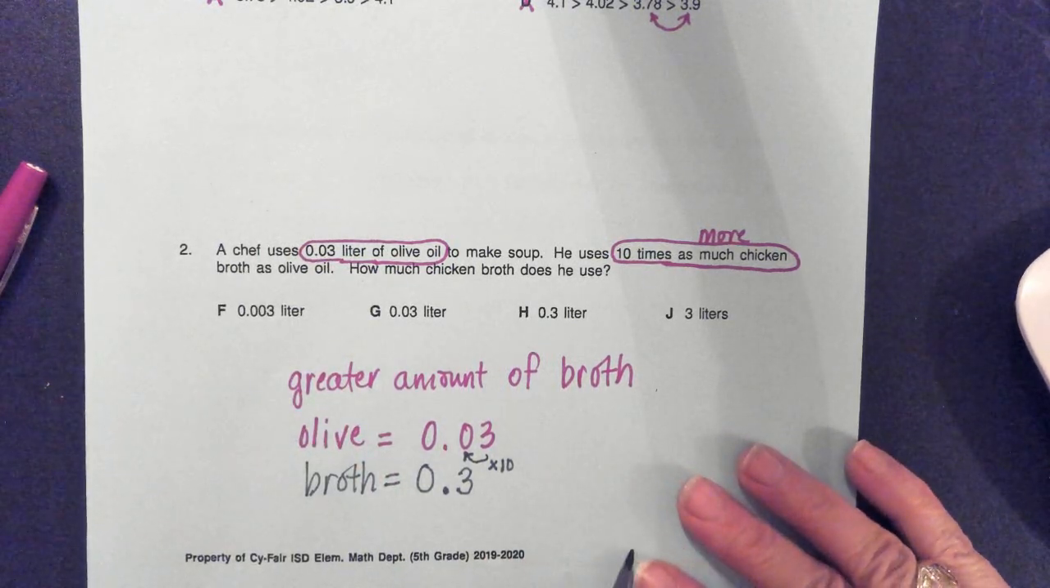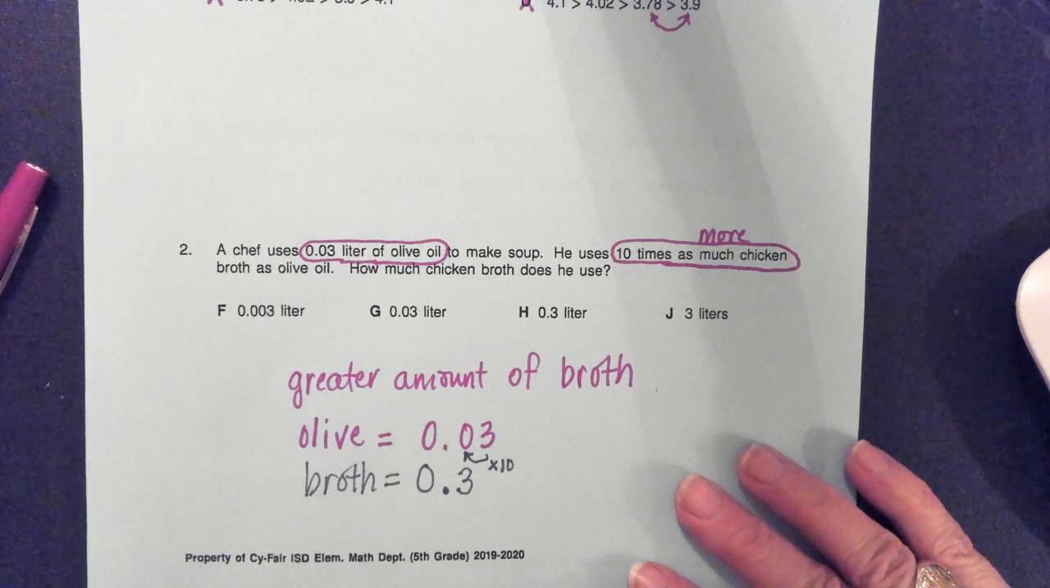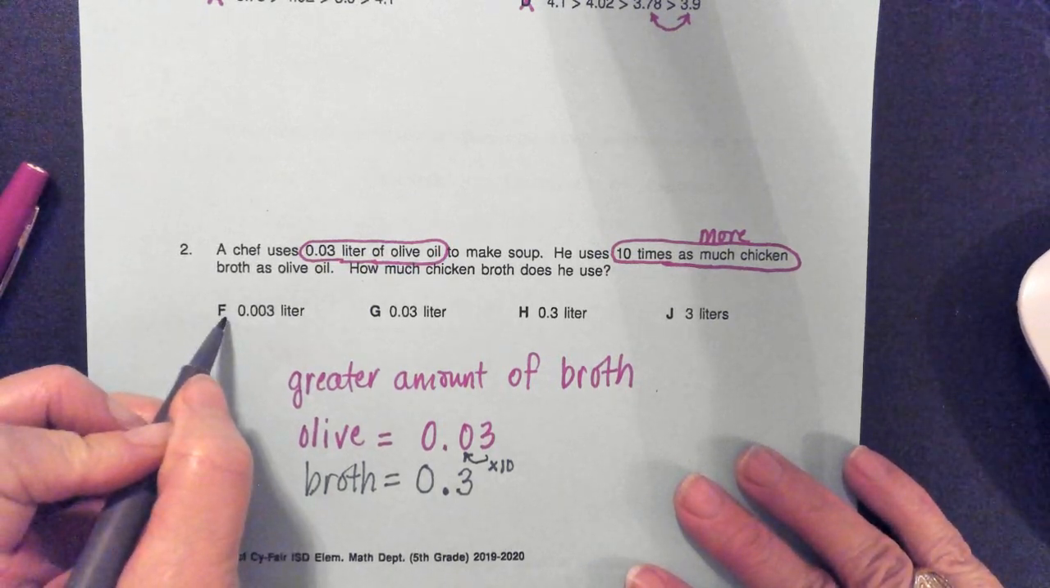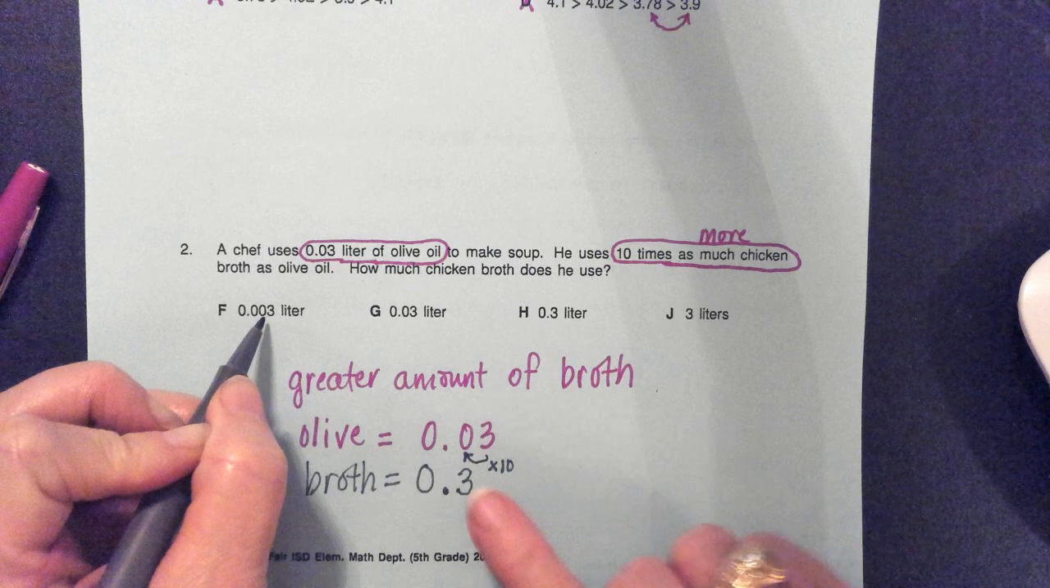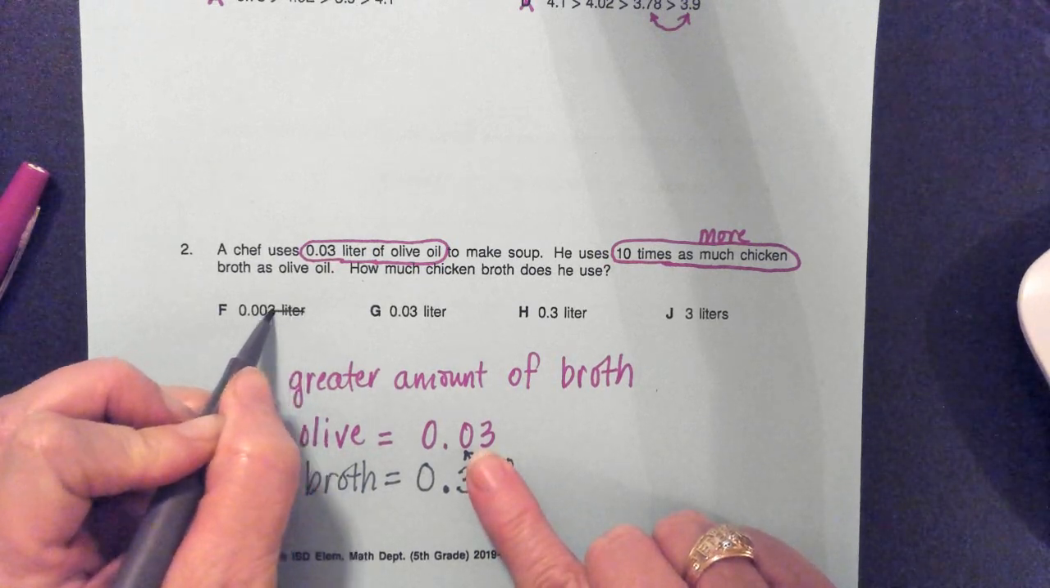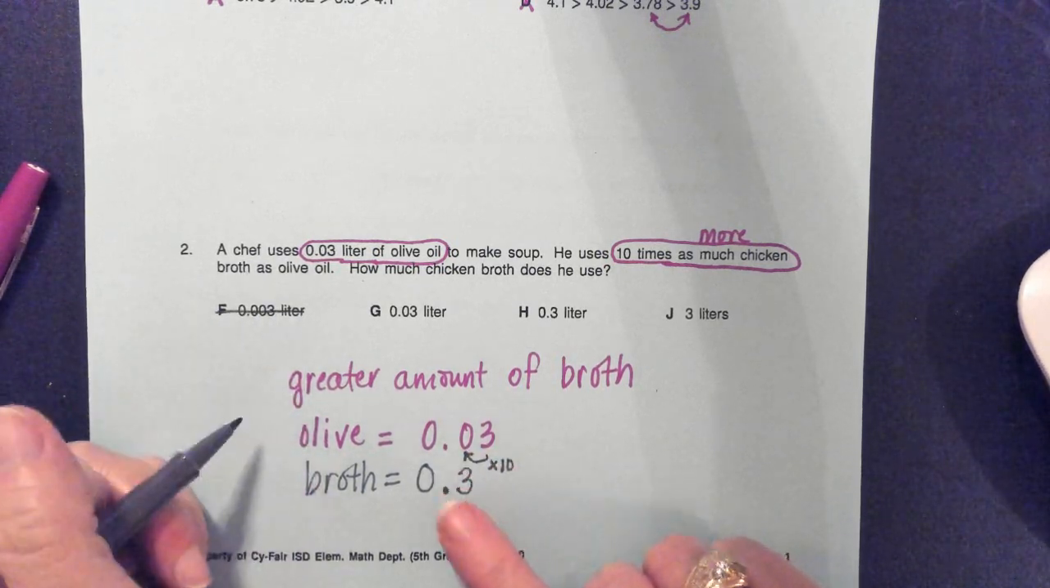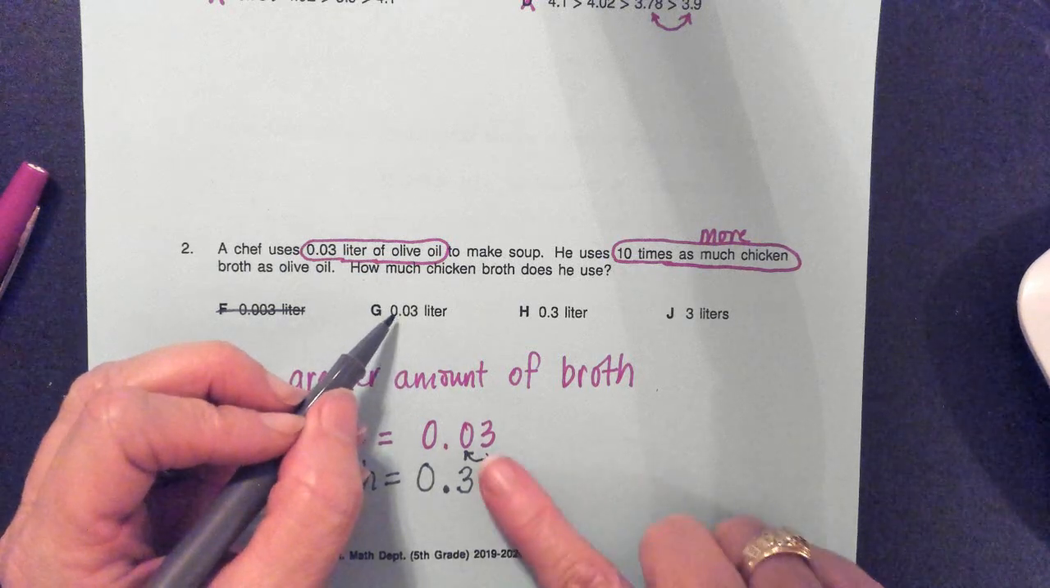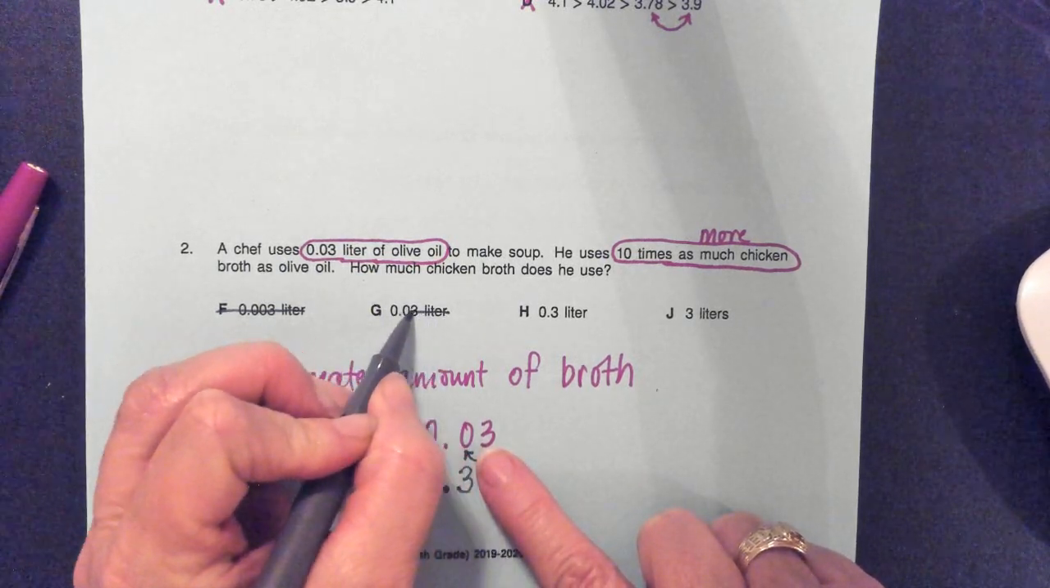So now I need to go back and I need to locate that in my answer choices. I wouldn't want to go with F because F is actually getting smaller. So I'm going to cross that out. I wouldn't want to go with G because G is actually the same amount. We know that's not true.